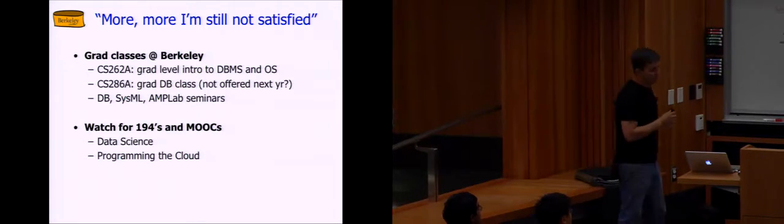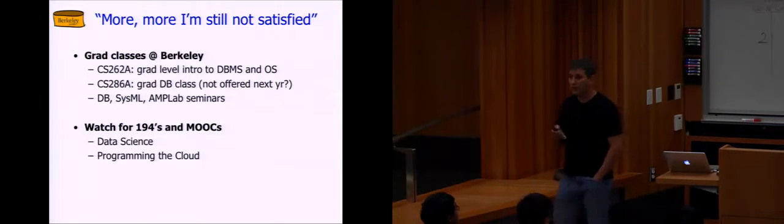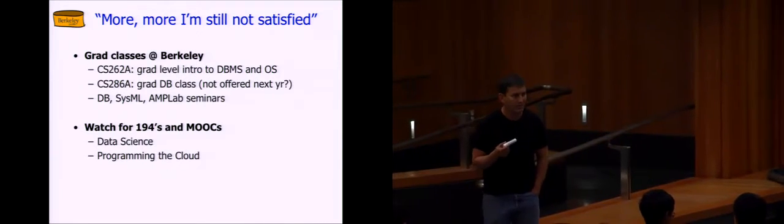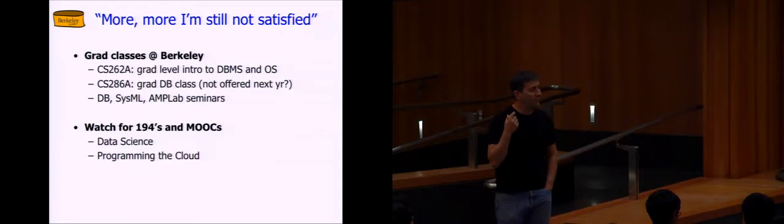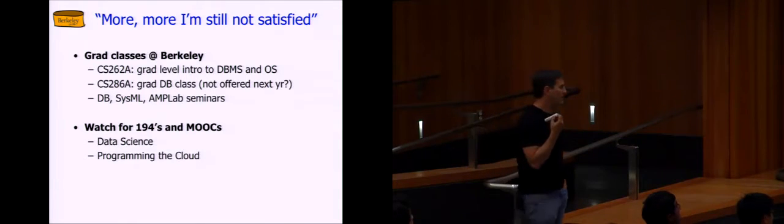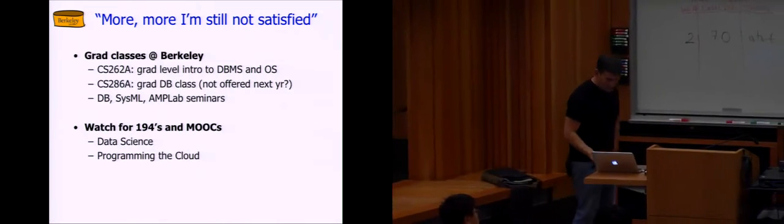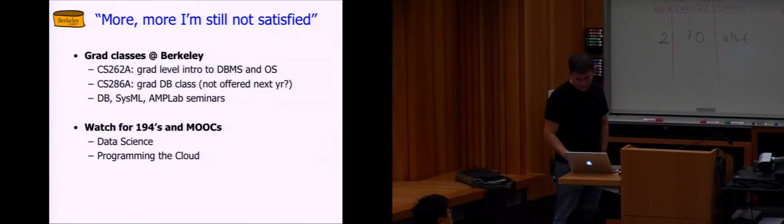Usually in the fall, there's a bunch of 194s. Ion Stoica, who is one of the leading people in the Spark group and runs Databricks, is offering a big data 194 in the fall. There's a bunch of MOOCs going up. I had a 194 on programming the cloud we may revisit at some point. So lots of interesting things.